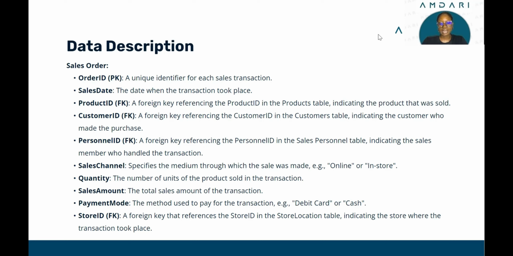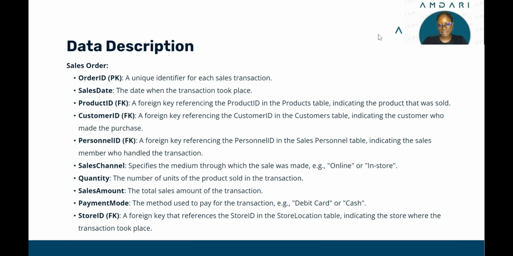We have the customer ID, which is also a foreign key referencing the customer ID in the customer's table, and it indicates the customer that made the purchase. We have the personnel ID, which is also a foreign key referencing the personnel ID in the sales personnel table. It indicates the sales member who handled the transaction. Sales channel specifies the medium through which the sale was made. There are 2 mediums. We have online and in-store.